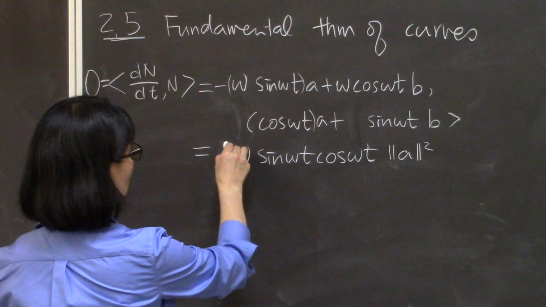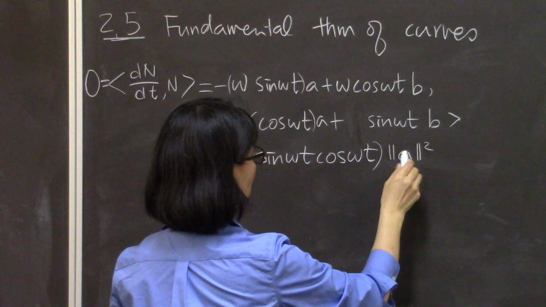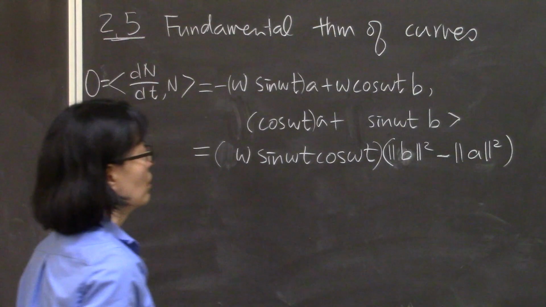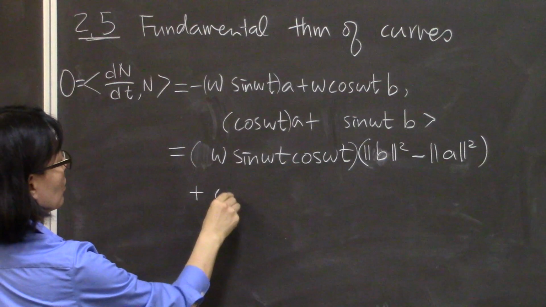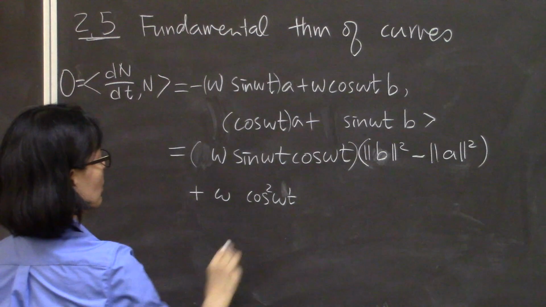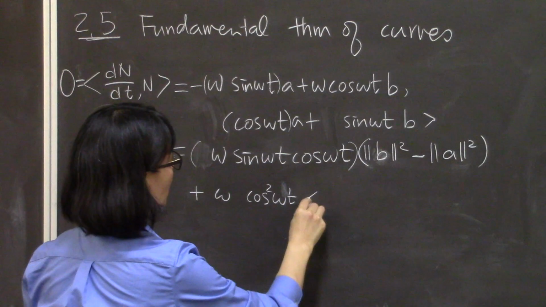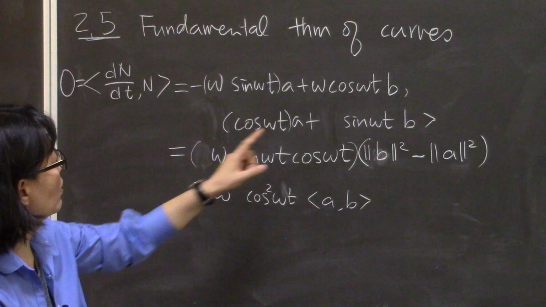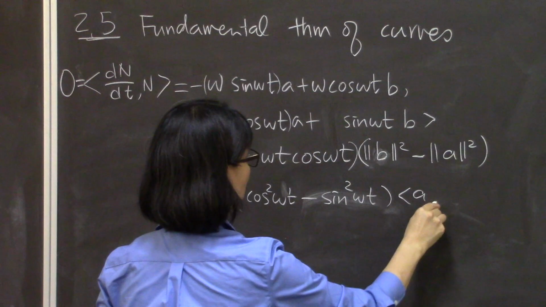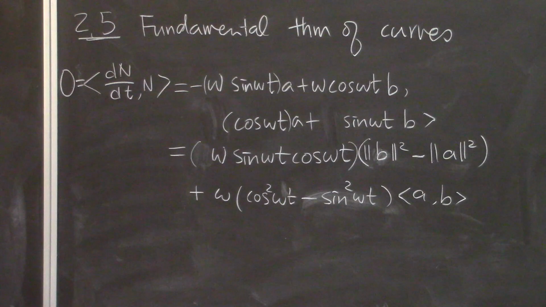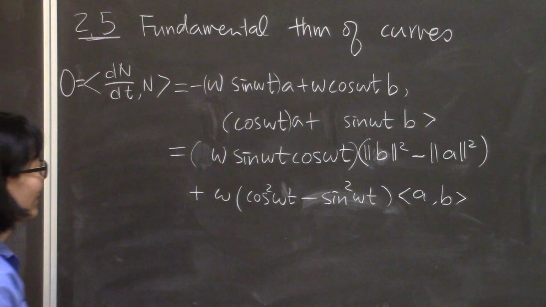So take up this, then we have minus. That is B minus magnitude of A squared from this and that one. Then we have W cosine WT squared, that one. We have A dot B. Then what? We have minus sine square WT and A dot B. Is that right? Okay. This is a zero.